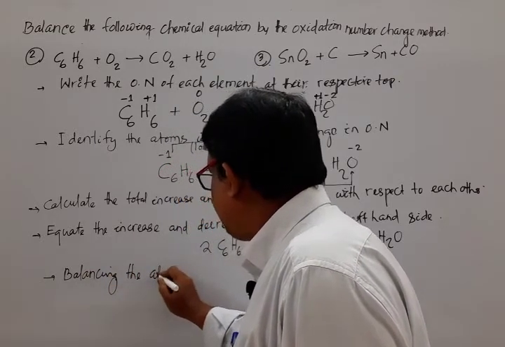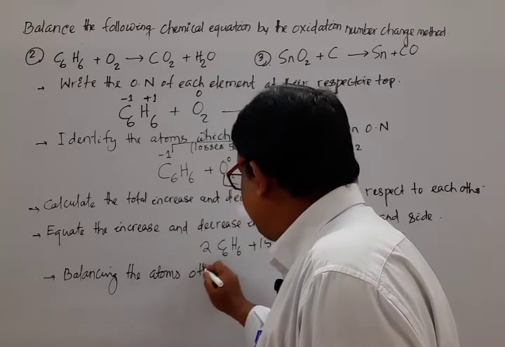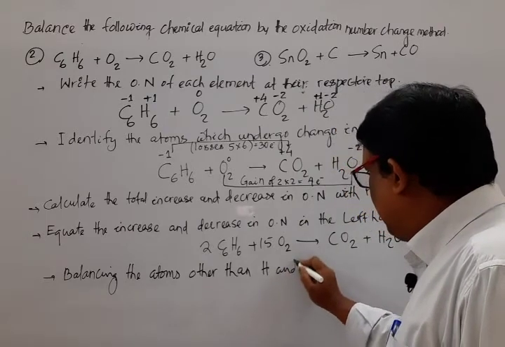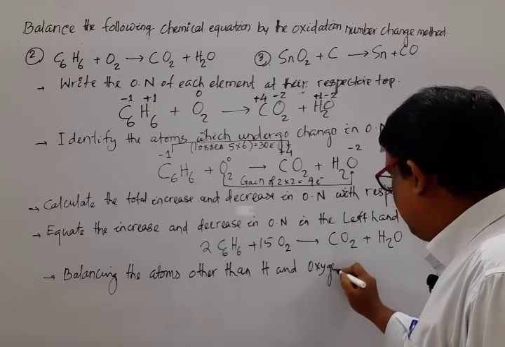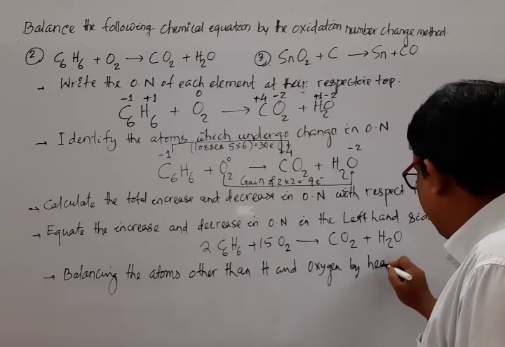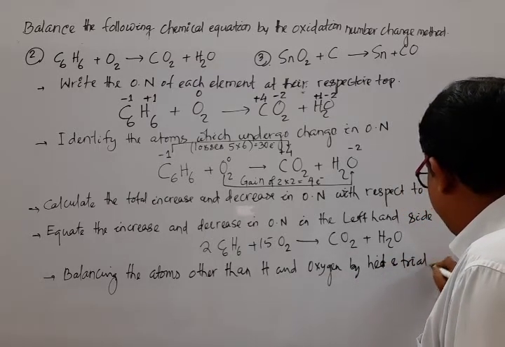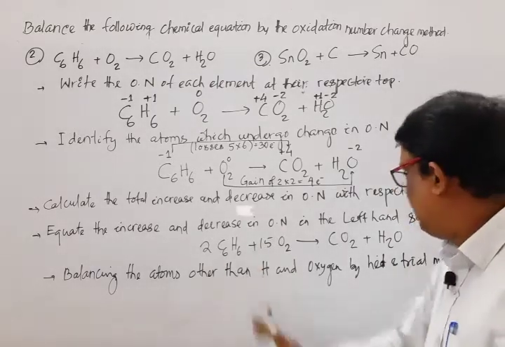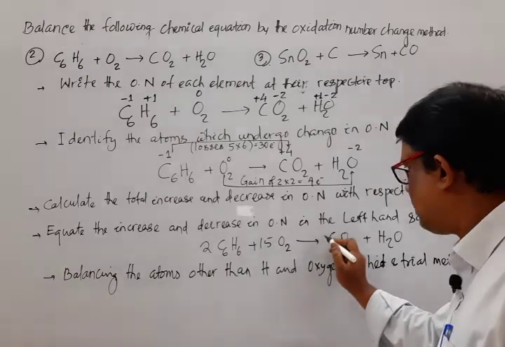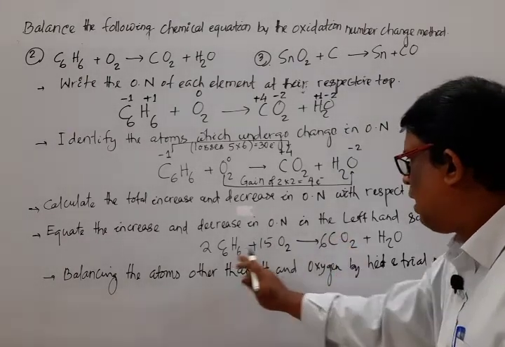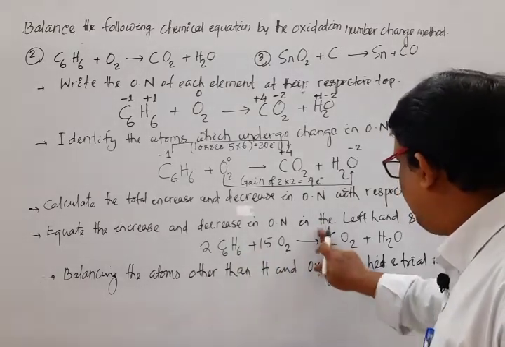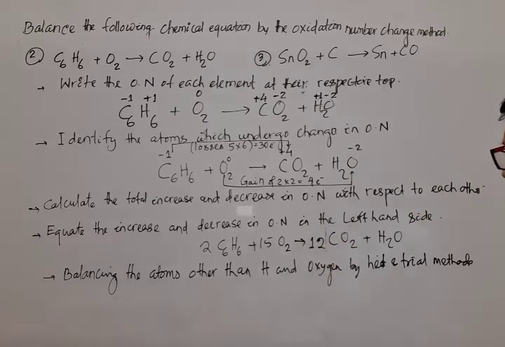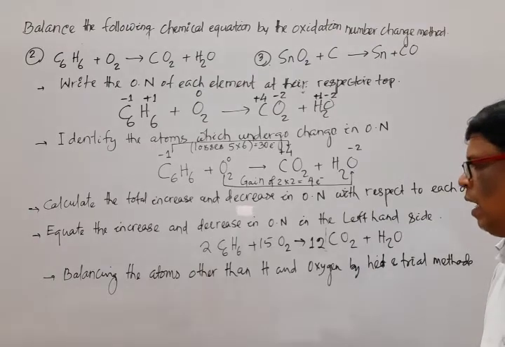the atoms other than hydrogen and oxygen by hit and trial method. Besides oxygen and hydrogen, carbon is there. So by multiplying here 6, 6 to 12, by multiplying by 12 here, now carbon is balanced. Next, finally, we have to balance hydrogen.